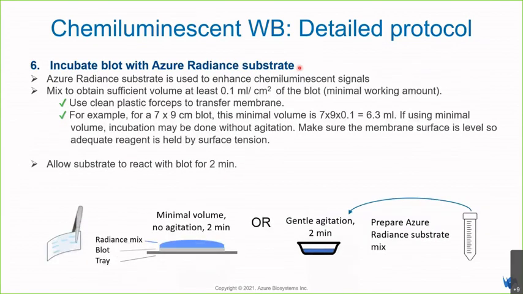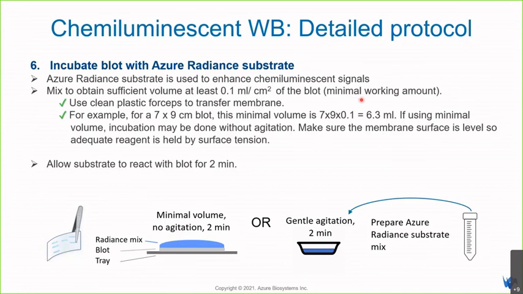Right, here we proceed into the imaging step, the final step before imaging, which is to incubate with the ECL substrate. The ECL substrate used in this step is Azure Radiance substrate to enhance the chemiluminescence signals. Firstly, mix the substrate to obtain sufficient volume for at least 0.1 ml per centimeter squared of the blot. This is a minimal working amount.